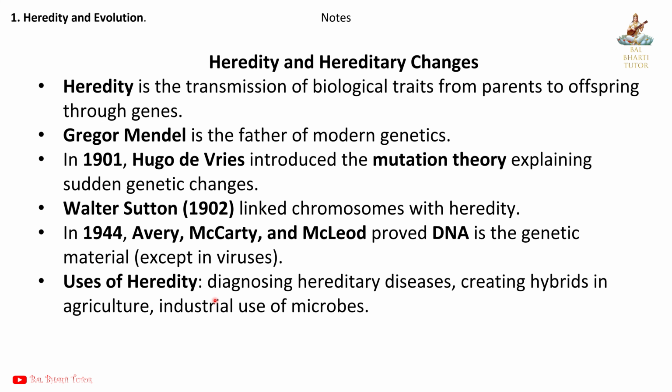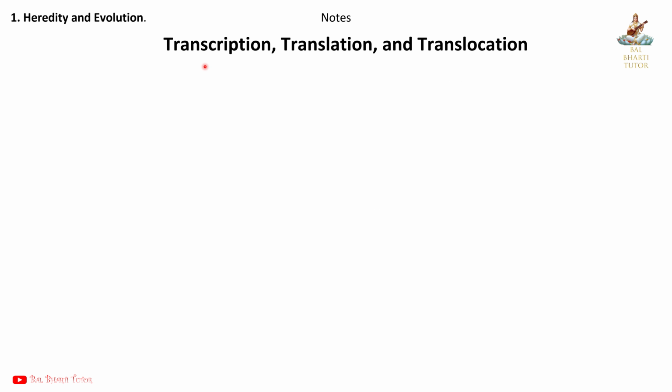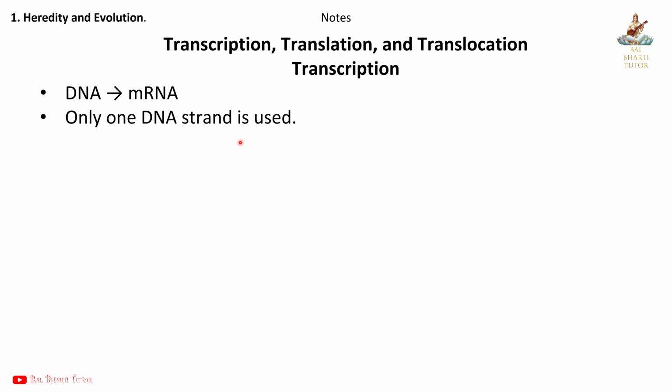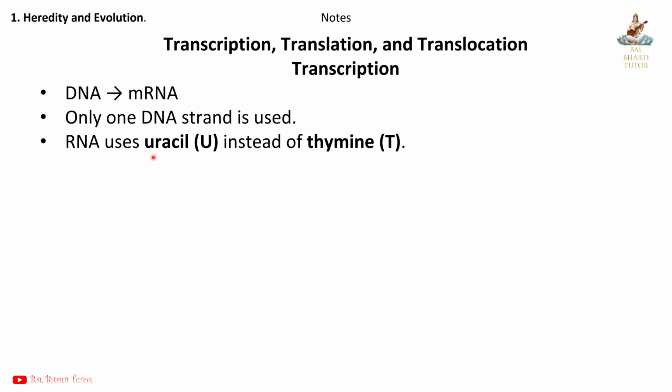Uses of heredity: diagnosing hereditary diseases, creating hybrids in agriculture, industrial use of microbes. Transcription, translation, and translocation. Transcription: DNA to mRNA. Only one DNA strand is used. RNA uses uracil U instead of thymine T, synthesized by RNA polymerase.